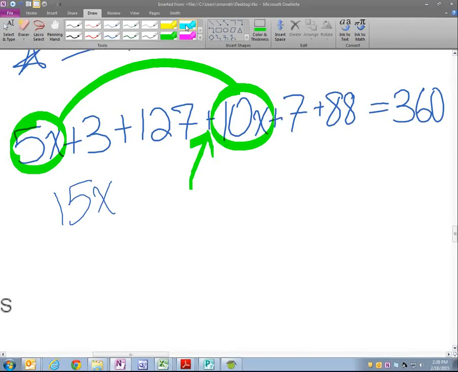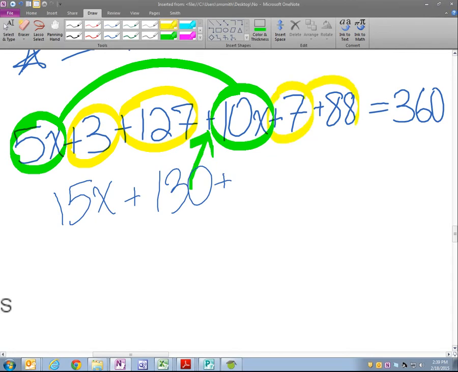Then if I have an integer of 3 and an integer of 127, can I add them together? Yeah, because they're just integers, and I can add integers to each other. Then I have an integer 7, and I add 88 to it. Can I do that? Yes, I can. So that works out to be 95. Then we still have that equals 360.